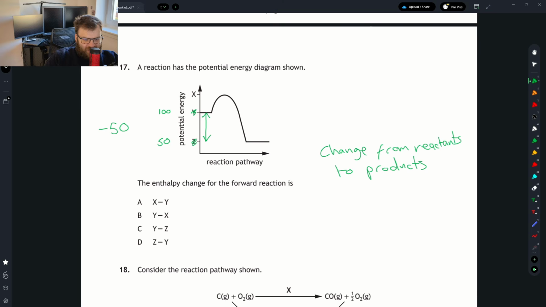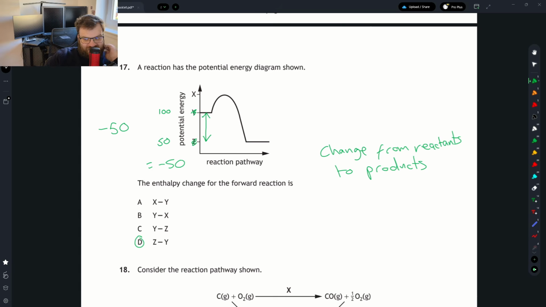But if I was to say it's Y take away Z, so now bring back the letters in, that would have given me 100 minus 50. And then I need to remember to flip it around to negative. So the correct answer for this one would be D, because if I do 50, the bottom value, take away the top value, that does straight away give me minus 50.